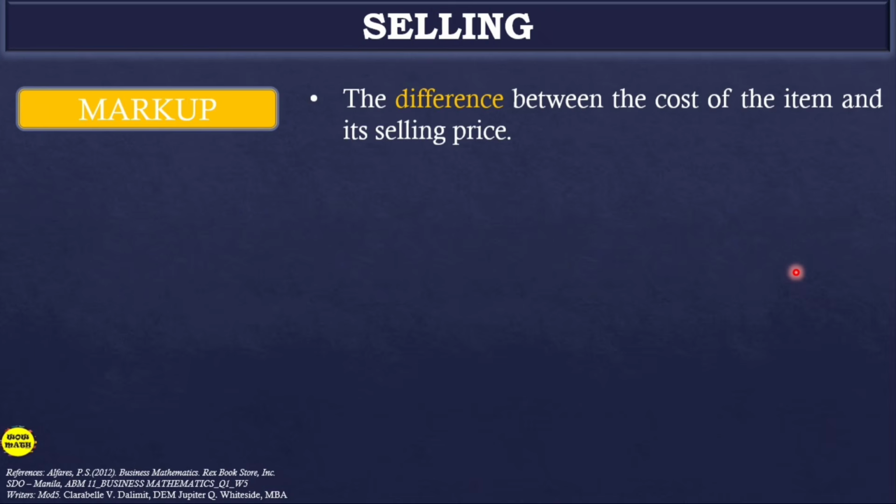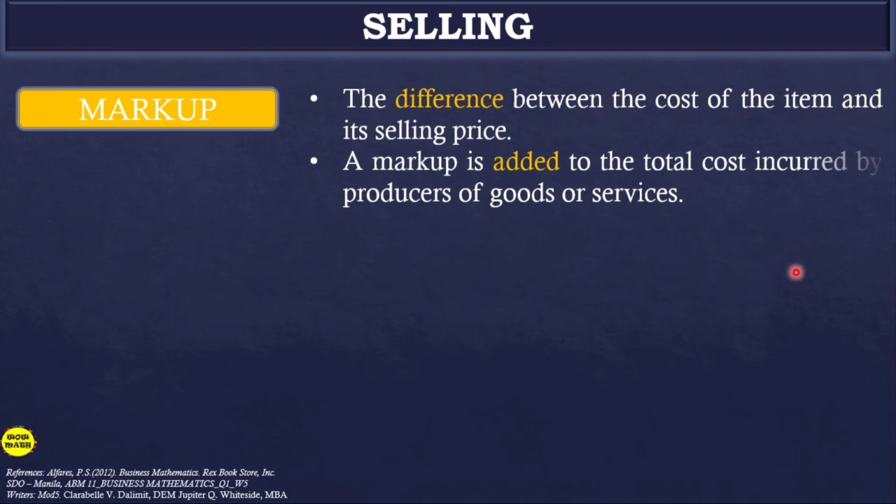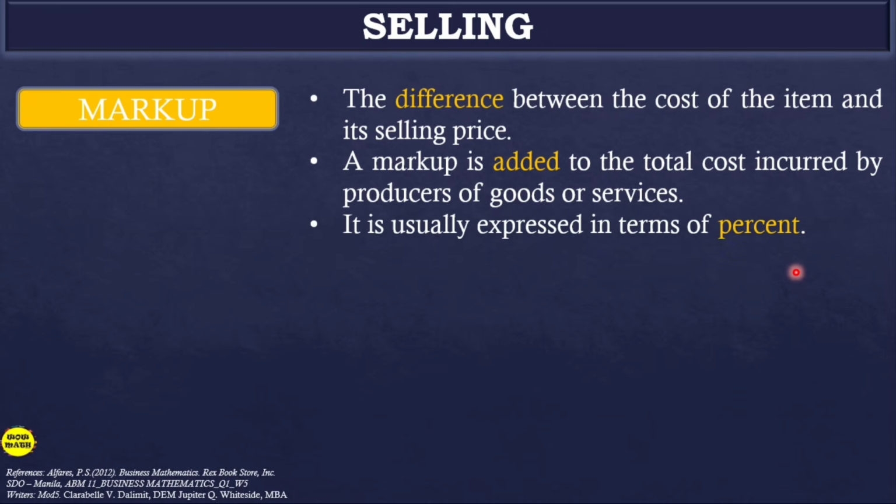So markup is the difference between the cost of the item and its selling price. A markup is added to the total cost incurred by producers of goods or services. And also, it is usually expressed in terms of percent. So, the words difference, added, and percent, yan yung tatandaan natin sa markup.